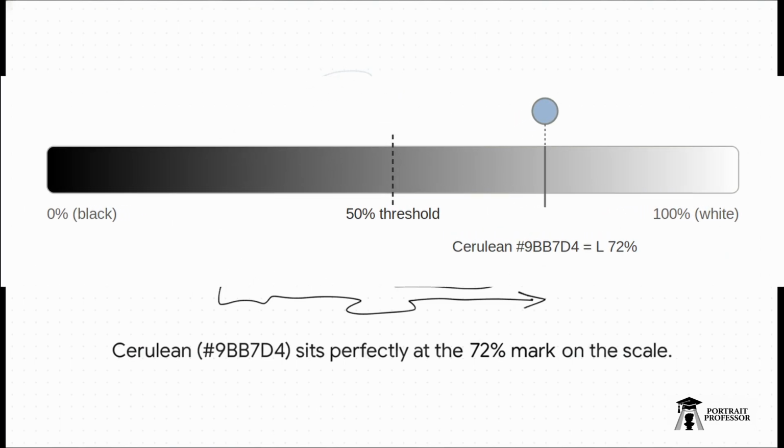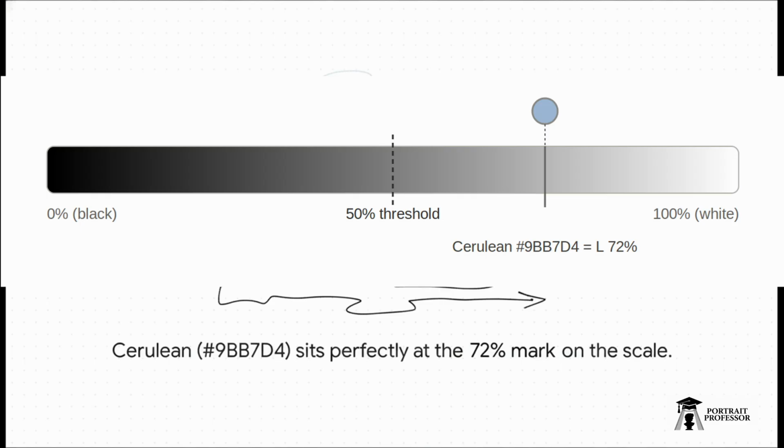To actually land on a specific color, we have to master our third dimension, which is lightness. This runs on a straight 0 to 100% scale. 0 is pure black, 100 is pure white, and 50% is our dead center pivot point. Now, what's really interesting about this is how specific colors plot out.